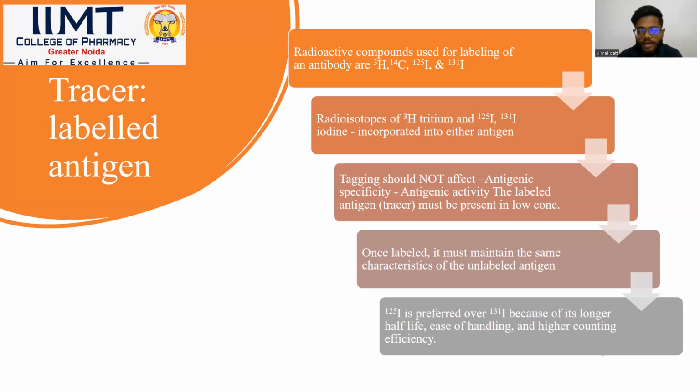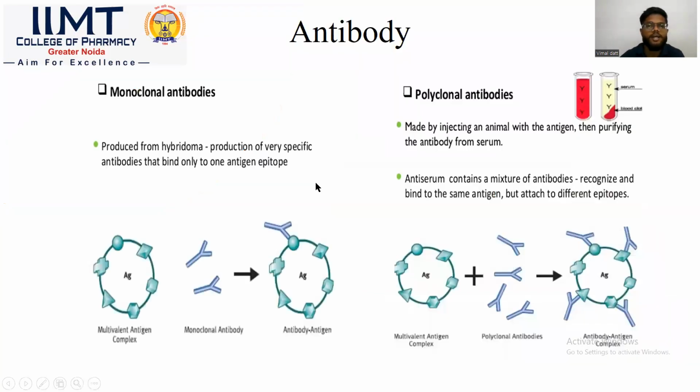I-125 is preferred over I-131 because of its longer half-life, ease of handling, and higher counting efficiency. For the antibody, we use monoclonal antibody and polyclonal antibody. Monoclonal antibodies are produced from one type of cell, and the antibody binds to one epitope of the antigen. Polyclonal antibody is made by injecting an animal with the antigen, then purifying the antibody from serum. Antiserum contains a mixture of antibodies that recognize and bind to the same antigen but attach to different epitopes.